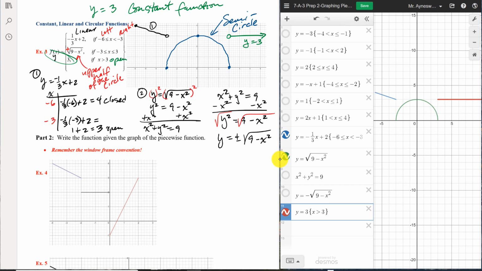So when you see constant functions, sometimes they're line segments. They have a start and stop, but if the domain is infinite, like this is from 3 to infinity right here on the third piece, then it's going to be a continuous line segment to the right. But it's definitely going to be horizontal because it's a constant function. It's a horizontal function.